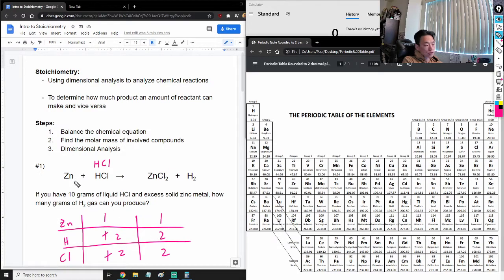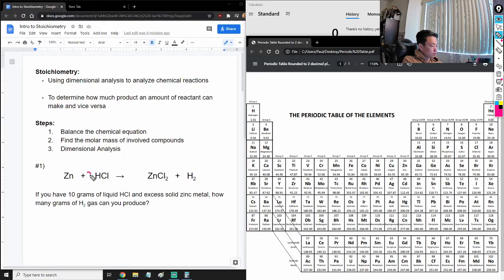And so now we just need to write the coefficients. We didn't need to add any zinc, but we added 1 HCl. So we have 1, 2 HCl's, which means we're just going to put 2 in the front right here. Okay? So that's going to be our balanced chemical reaction. So we're already done with step 1. We balanced the chemical equation. Okay, so we have 2 in the front and we balanced. Now what we're going to do is we're going to find the molar mass of the involved compounds.